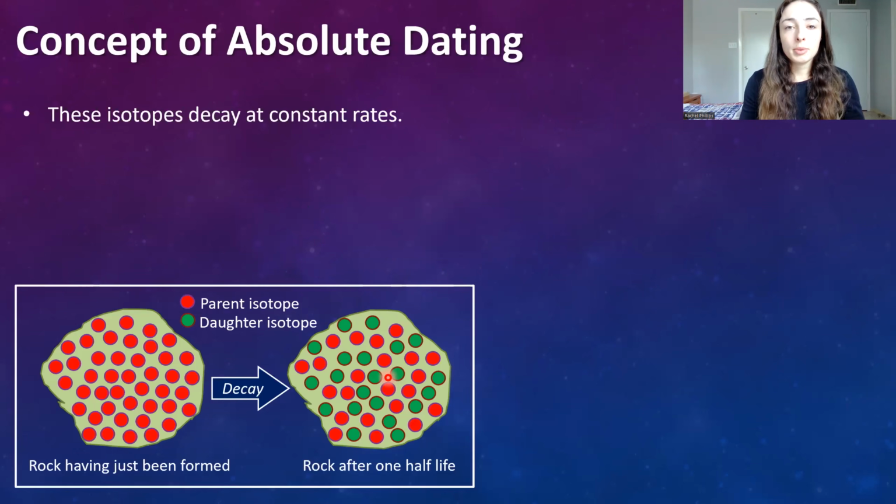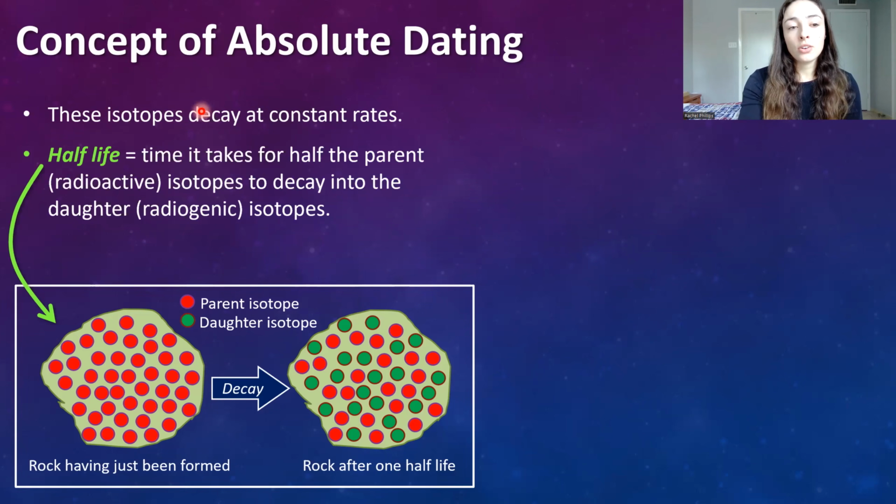But let's talk a little bit about how we can use these radioactive isotopes to date rocks. So isotopes decay at a constant rate. This is called the half-life. This is the amount of time it takes for half the parent isotope, in the example we just gave, that would be carbon-14, the radioactive isotope, to decay into its daughter product. For the carbon-14 example, that would be nitrogen-14.